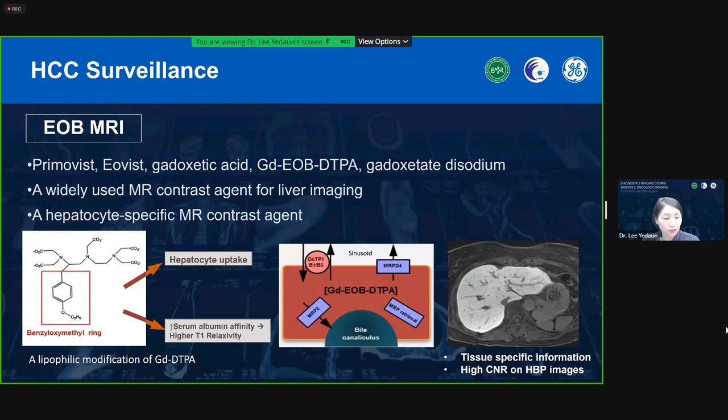All of you must be familiar with gadoxetic acid, which is a widely used MR contrast agent for liver imaging, as it has a unique property as a hepatocyte-specific MR contrast agent. With a lipophilic modification of gadolinium DTPA, this contrast is taken up by hepatocytes through an anion transporter called OATP1B3. Thus, EOB can give tissue-specific information, and uptake of background liver can offer high CNR on hepatobiliary phase.